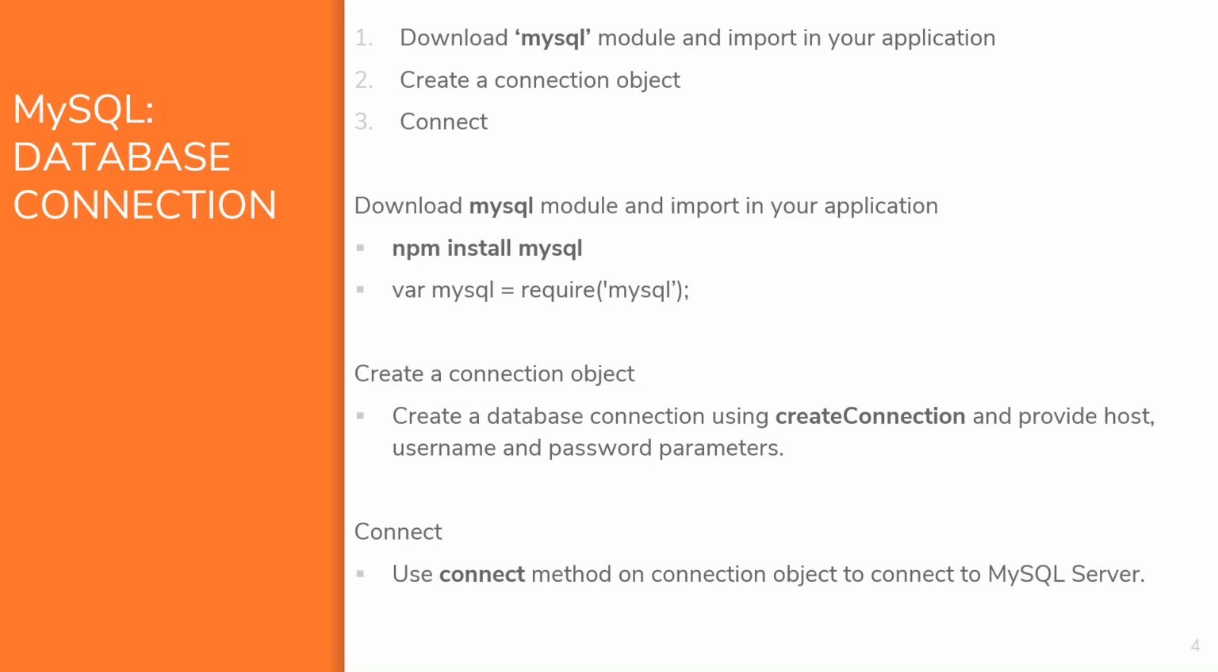And then once you have included the MySQL module in your application, all you have to do is create a database connection using the createConnection method, and then you have to provide some parameters like host, username, and password that you have set for the database. And also, if you have already created a database beforehand, then you can even send the database parameter along with the other three parameters. And then once you have created the connection object, you just need to call the connect method on the connection object to connect to the MySQL server.